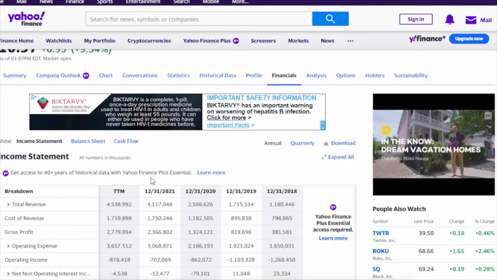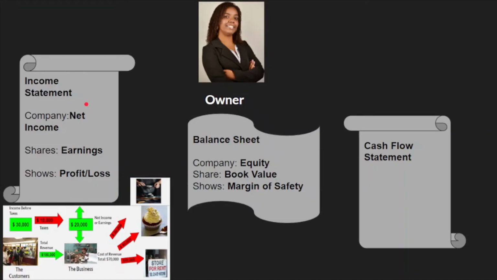Now back over here. Like I said, in a company, it's net income, and when you break it down into stocks, it's shares, and it shows the profit and loss. That's what the income statement does. And as you see here, Lisa made a profit of $20,000 on her income statement.